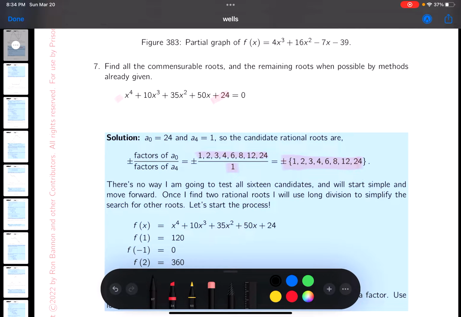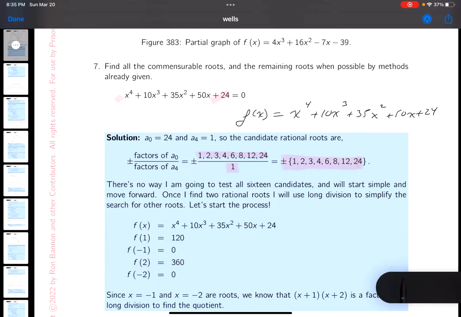I typically write down a function, f of x, and I'm looking for the roots of the function. The function's x to the 4th plus 10x cubed plus 35x squared plus 50x plus 24. Now, one thing I want to point out: even though I start with 1, it's not a good choice because everything would be positive and there would be no way it would be 0.